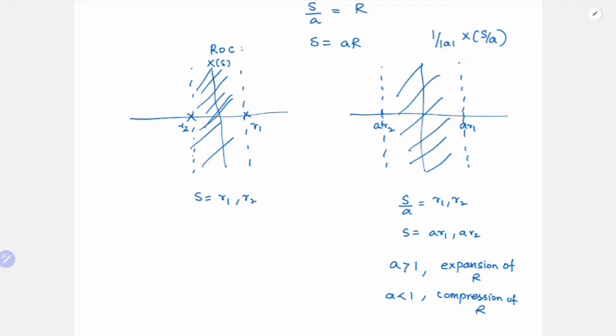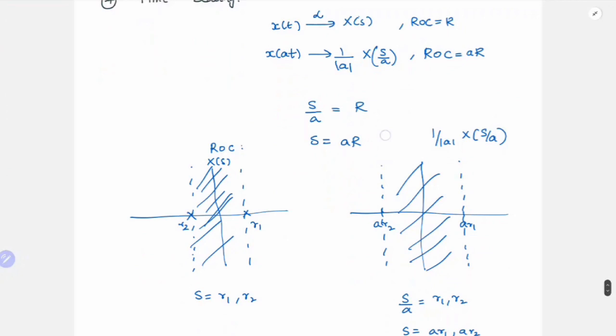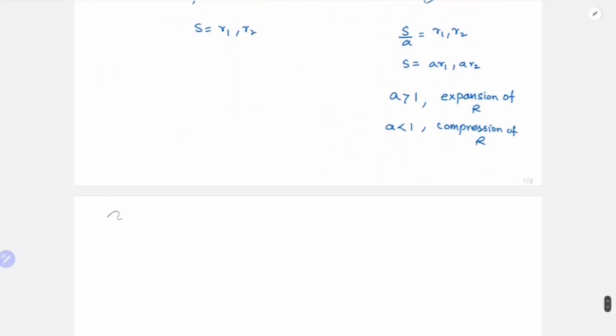So what happens if you reverse? Which is nothing but the next property. Let's say time reversal.